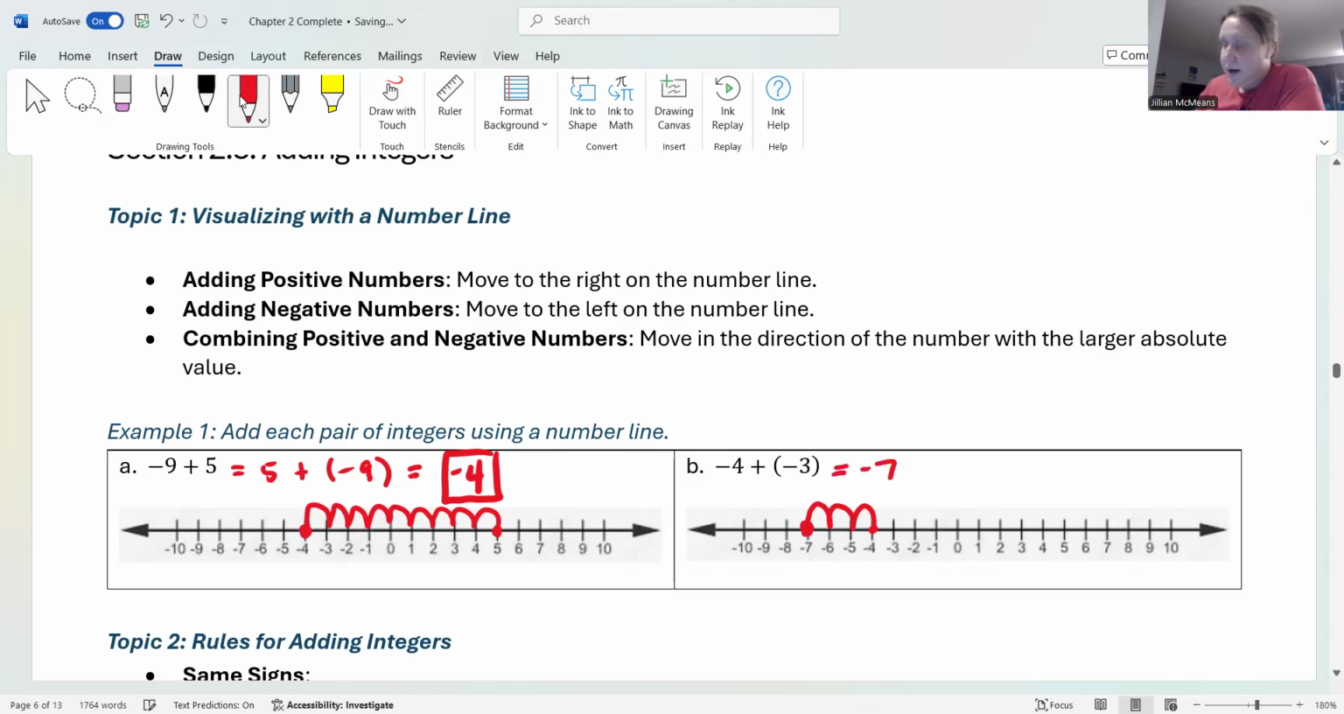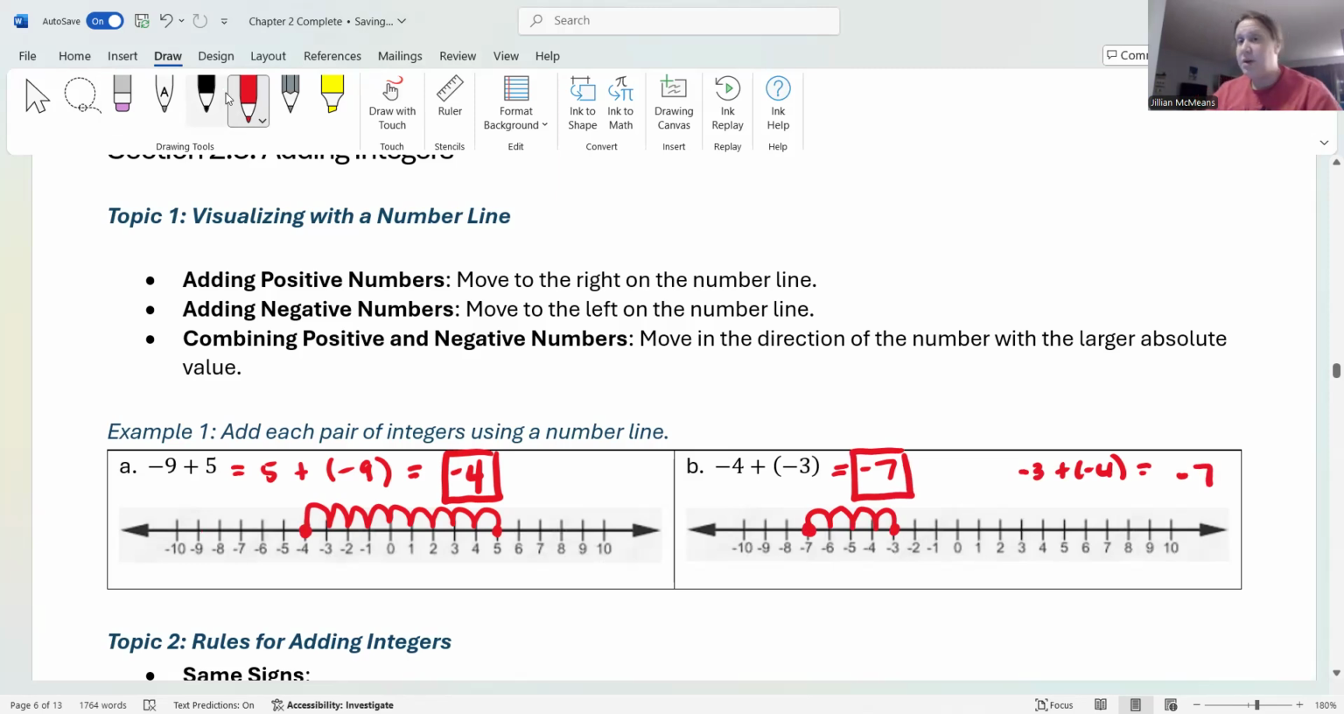Okay? Now, just for fun, let's say that we had -3 plus -4. So let's say we applied that commutative property and we changed the order of these numbers. Let's see what that would look like. So if we did change the order of these numbers, we would be starting with -3, and we would want to move to the left 4 units. So 1, 2, 3, 4. Either way you slice it, we get -7 as our sum.